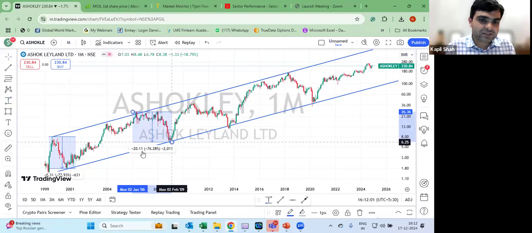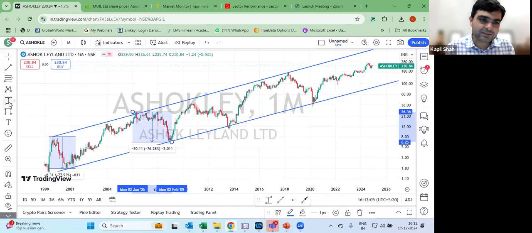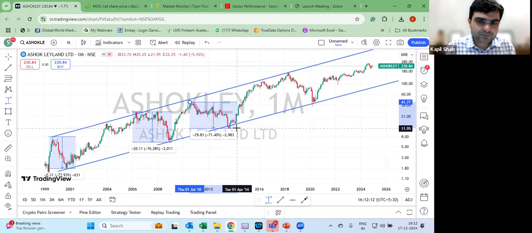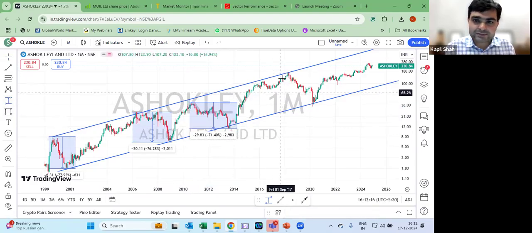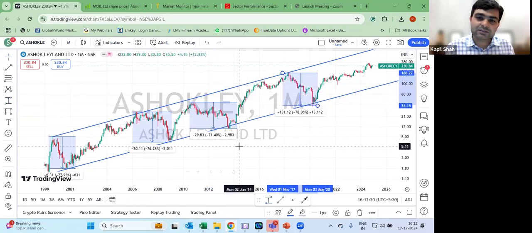So again, over here, you see the 76, 77 percentage kind of declining momentum that you have witnessed. Now, this is another fall that we have seen. From the high to this particular level, this is a 72 percentage fall that you have witnessed. Again, this fall, if you see, prices have fallen by about 78 percentage.